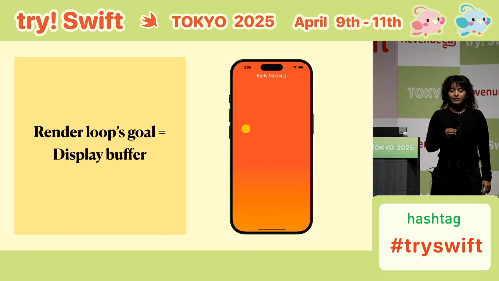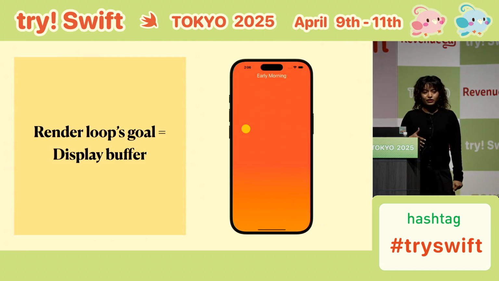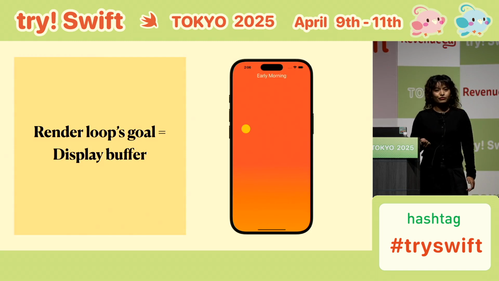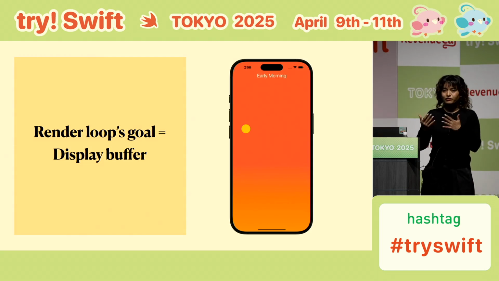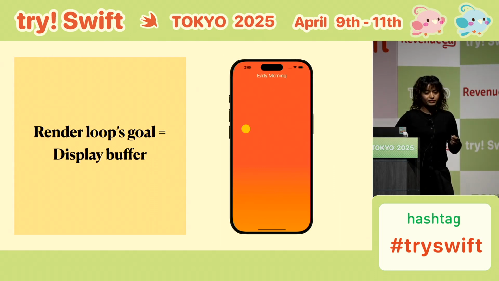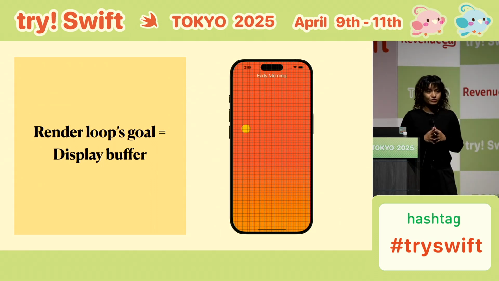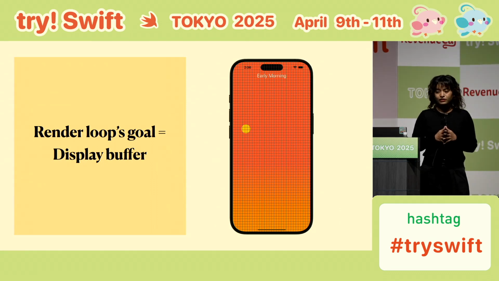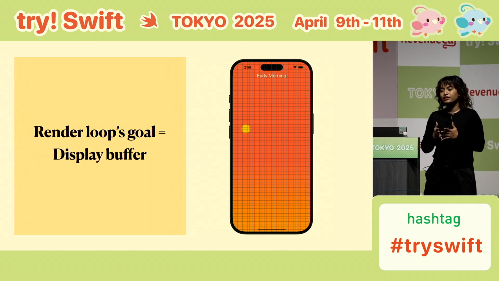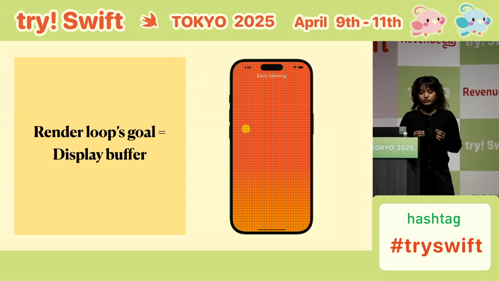Now, the render loop in itself is a bit of a complex process, but to make any complex process easier to understand, I first try to understand where we are going and what the end goal looks like. And that would be the display buffer. Simply put, the display buffer is the representation of every single pixel on the screen. In other words, it's a memory area that holds pixel data for UI elements that will be drawn on the screen. When ready, it is supplied to the display for the user to see.